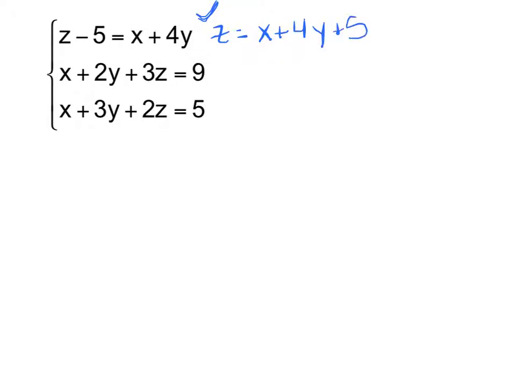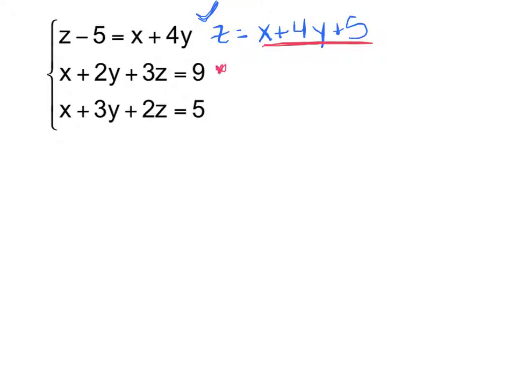Now that I have this variable all by itself, I can substitute for z. Now, again, we have 3 equations. We need to use all 3 of them at some point. I'm using equation number 1, and we can use either of the other 2 equations to begin our solving process. Since it's the next one, I'm just going to start with number 2.